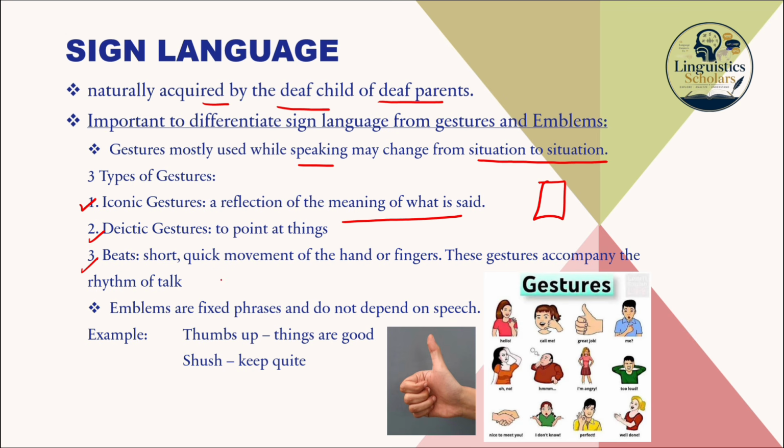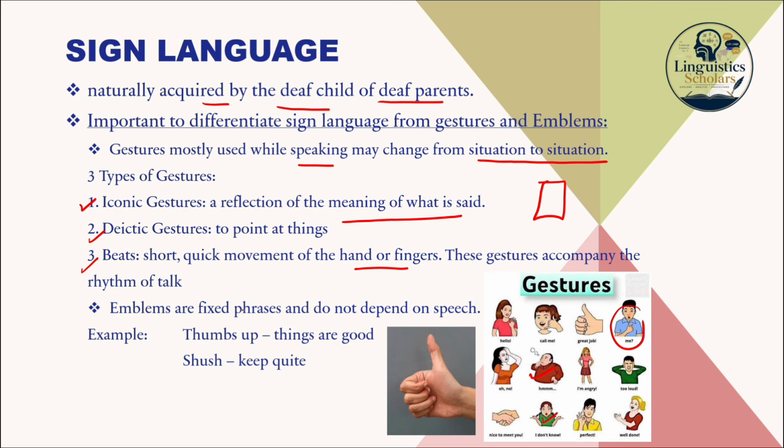And we have beats, which are basically short and quick movements of the hands while we are speaking, to accompany the rhythm of speech. This is a habit of many of us. We tend to move our hands while speaking to accompany the rhythm of speech. As you can see here, we may act like we are thinking, or hold our shirt like this, and strike a pose like this, right? So these are all gestures.